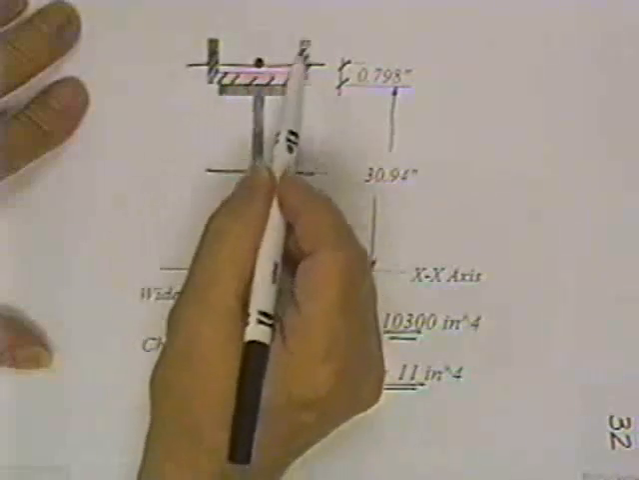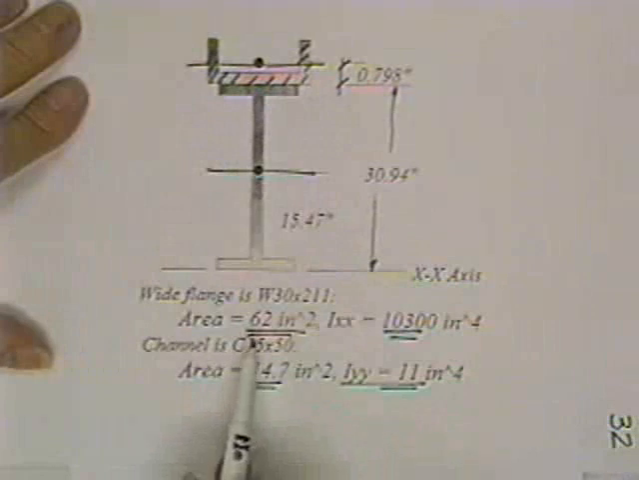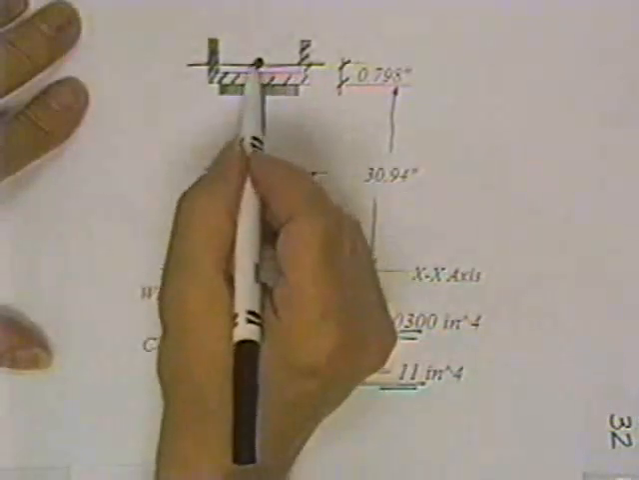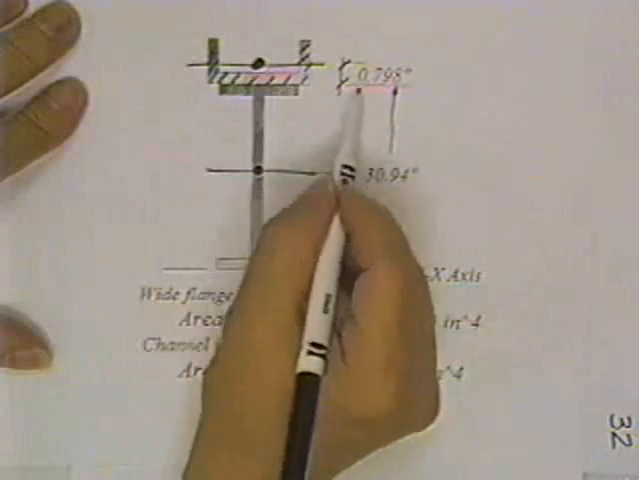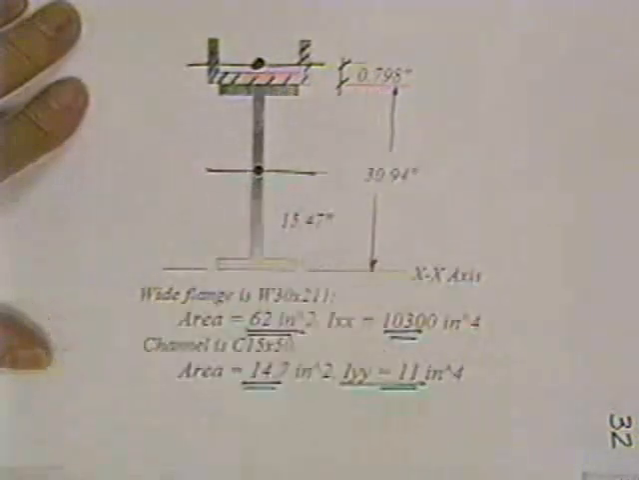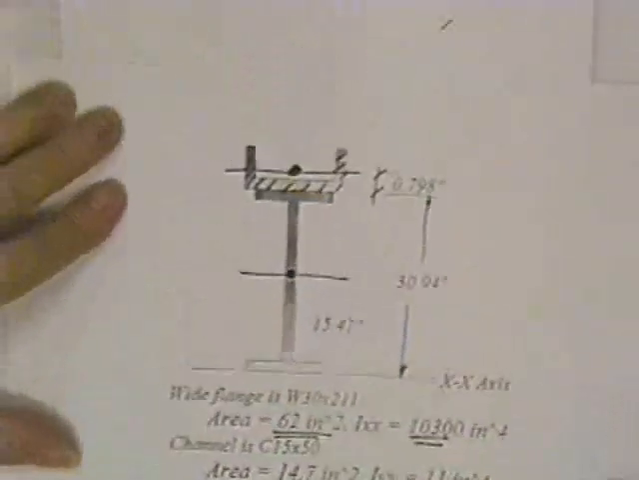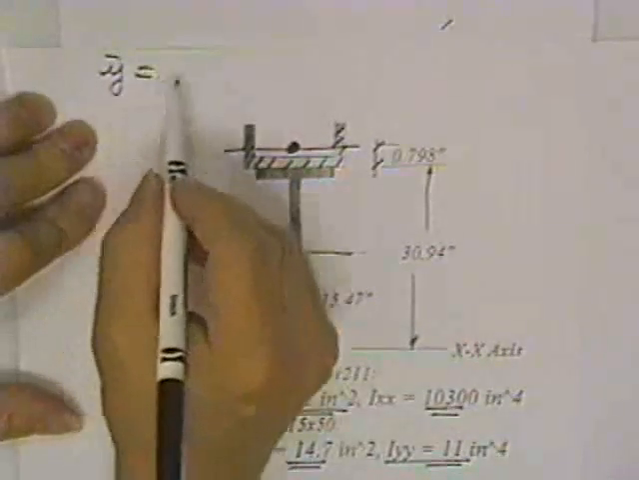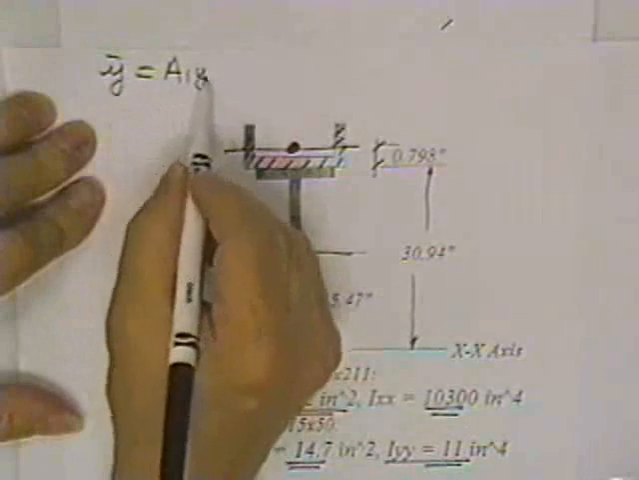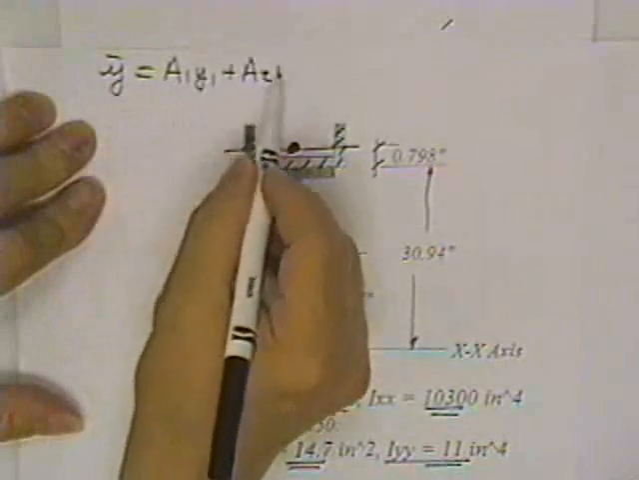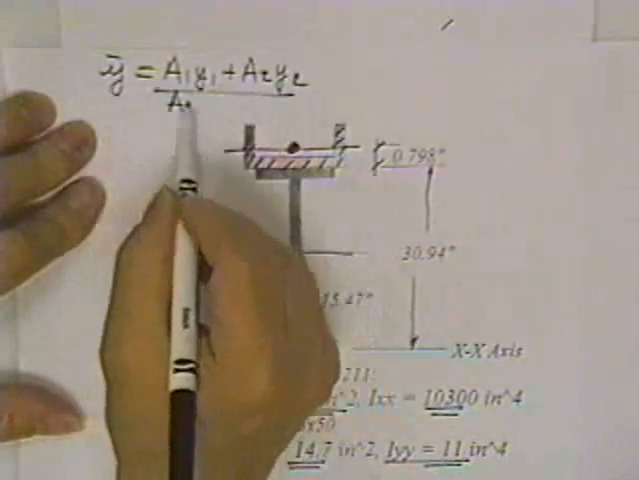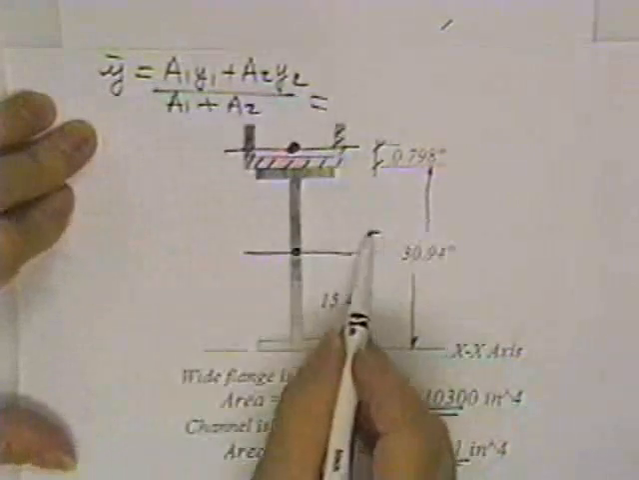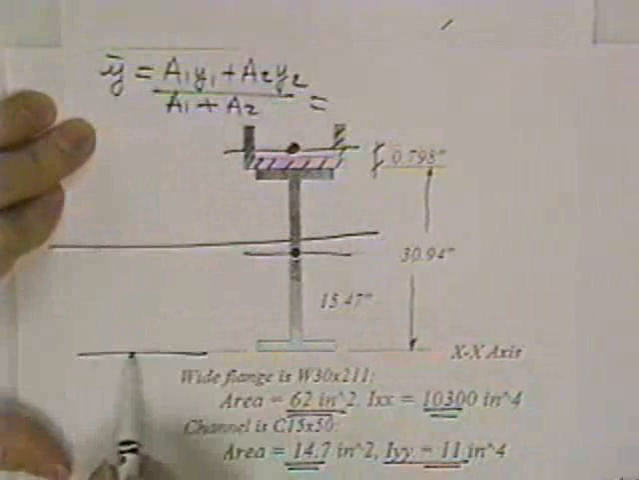You know its cross-sectional area, and you know this one's cross-sectional area, and you know where it lives, you know where its centroid is, and you know where that one's centroid is. So you simply plug it into the equation. Y bar is equal to A1Y1 plus A2Y2 divided by A1 plus A2, and that'll tell you where the centroid is.